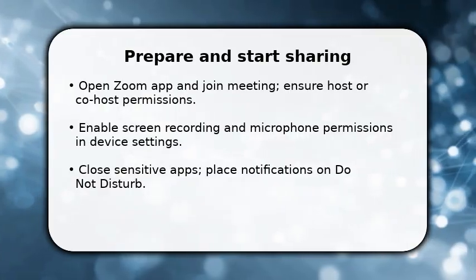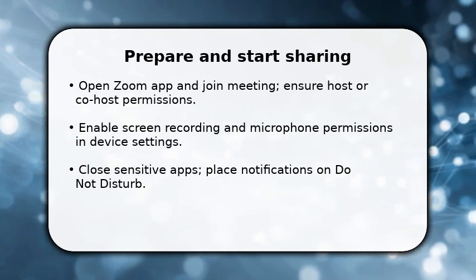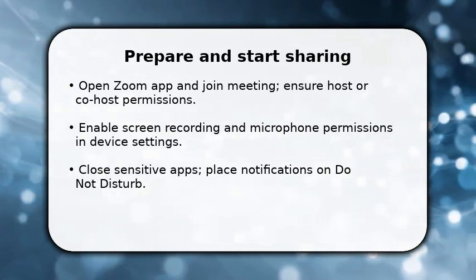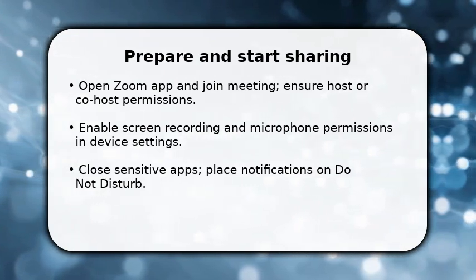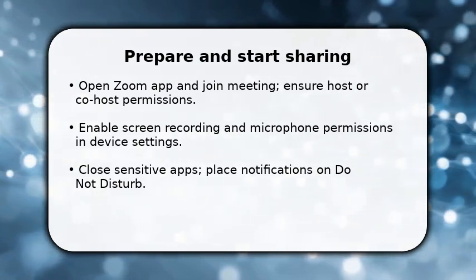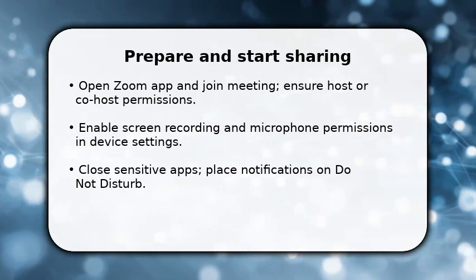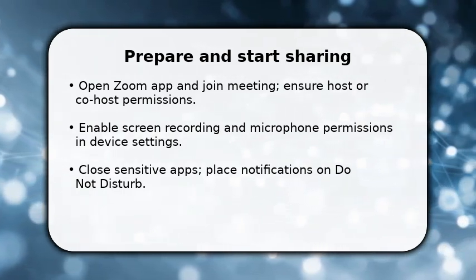You start by confirming permissions and positioning your phone. Open Zoom, join the meeting, and accept any microphone or screen record prompts. This lets audio and visuals flow. Once done, switch your device to Do Not Disturb and close apps with private info so nothing pops up.